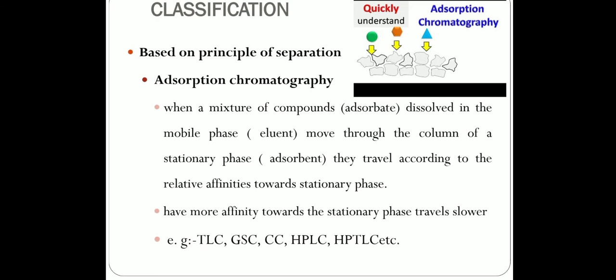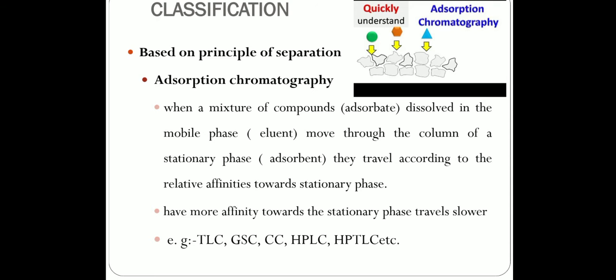So a mixture of components dissolved in the mobile phase is passed through the stationary phase, and separation is based upon the relative affinity. If a component has more affinity towards the stationary phase, it travels slower, and lesser affinity towards the stationary phase means it travels faster.